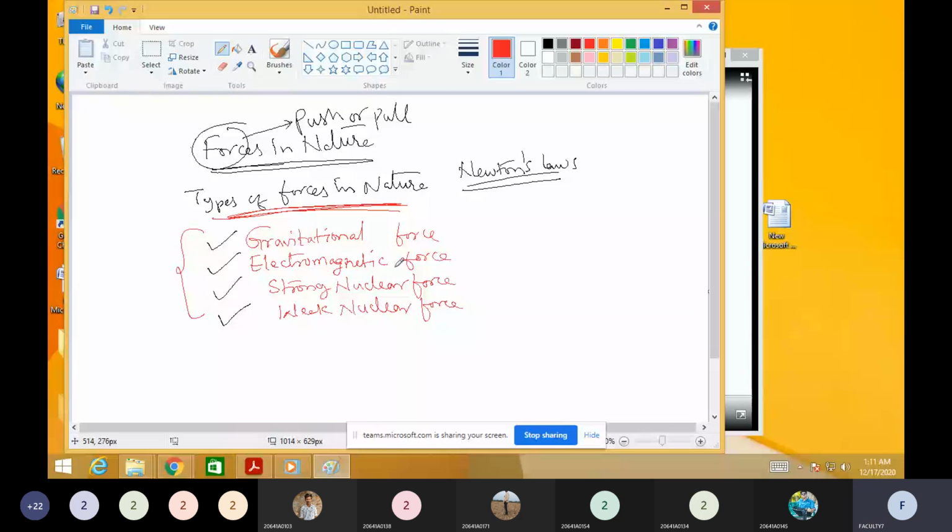Now the next topic is Newton's laws. Newton's laws are three different types: first law, second law, third law. These topics we will cover in the upcoming classes.